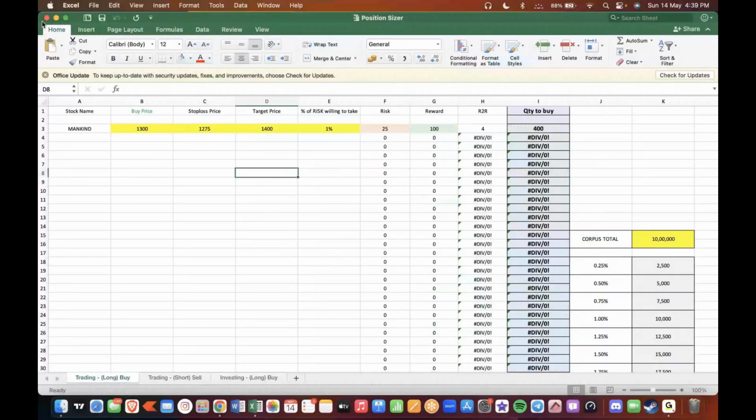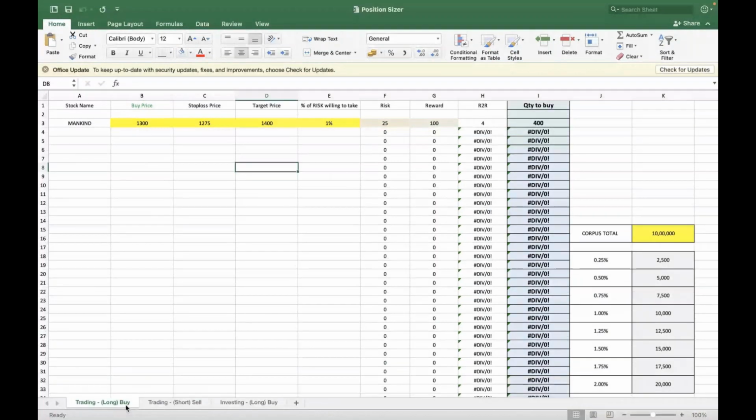First sheet is for trading, which is for buy positions on all the trading. Second one is for trading on the short selling side. Third one is for investing on the long buy side. Now let's say there is a trader who trades intraday, right, he is buying Mankind at 1300 with a stop loss of 1275 and a target of 1400.